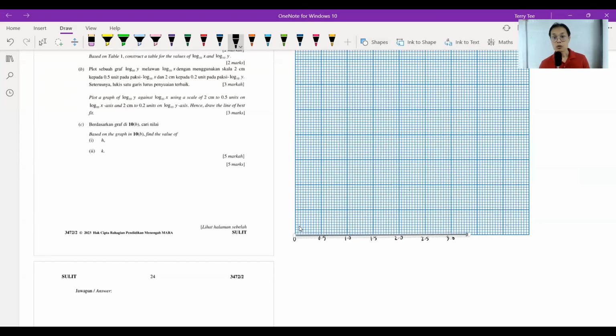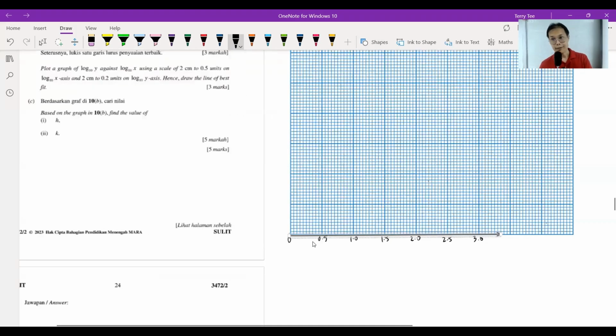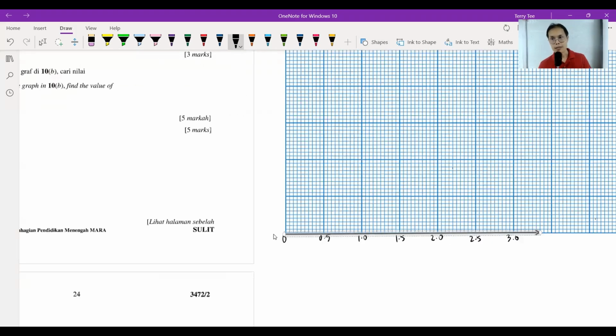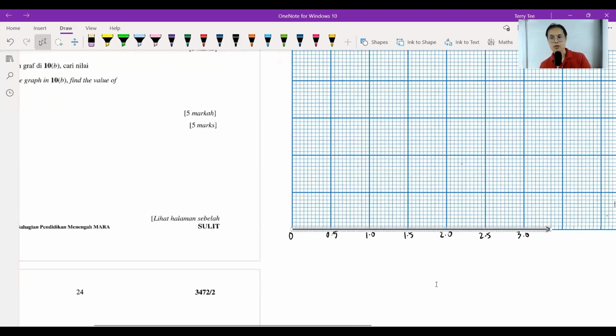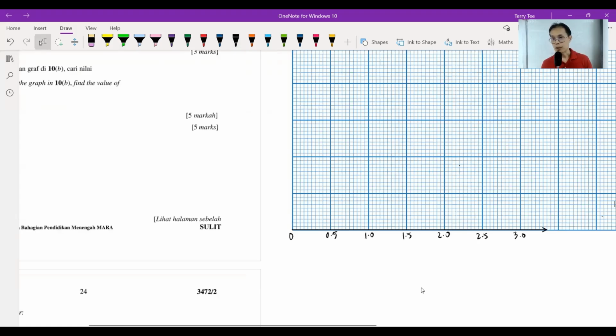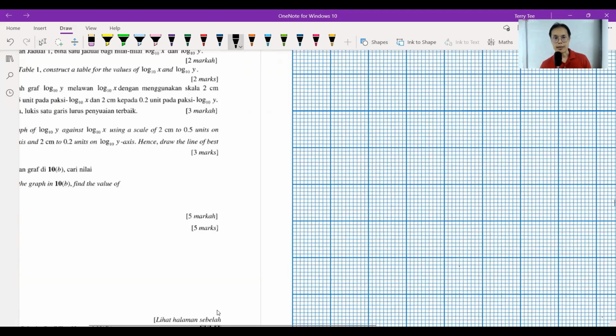And the good news is we know our y-intercept. In some graphs, your y-intercept is negative, so you have to be careful. You have to push up your x-axis a bit higher. In this case, it's not a problem, so I can just draw it here, because your y-intercept, or pintasan y, is positive. So this is LGX. Then we go on with your y-axis.